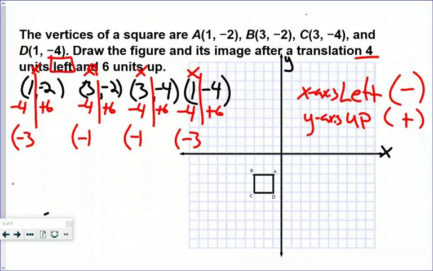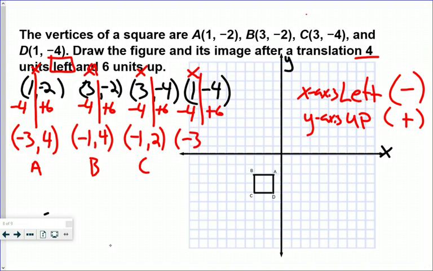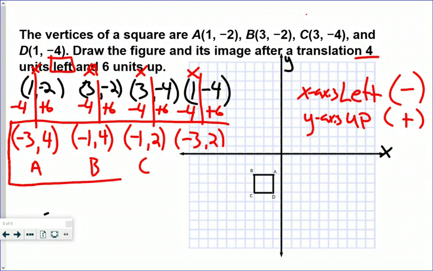So -2 plus 6 is going to give us a +4. There's our new coordinate for A. Okay. Same thing here, +6 would give us a +4. So here's our new coordinate for B. Now we have -4 plus 6, which would give us a +2. So this would be our new C. And then finally, -4 plus 6 is going to be +2, and that will be our new image. Now, these are our new coordinates right here for our new image that we just translated.